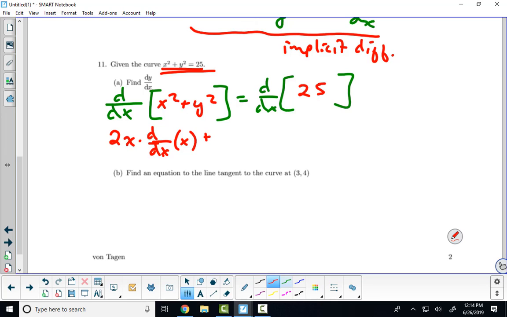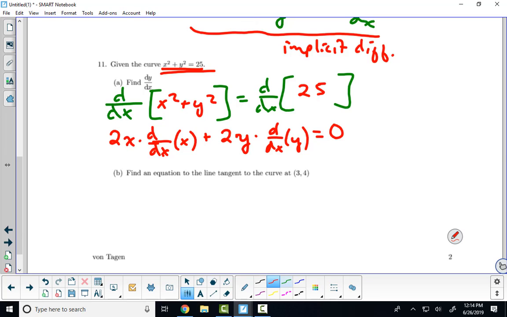Plus, what's the derivative of y squared? By the chain rule, it would be 2 times y times the derivative of the expression that's inside there. Maybe this time through I'll try and do this similarly, so let me write d/dx of the stuff that was inside the squared function. Of course, what's the derivative of the expression on the right-hand side? 0, because we're taking the derivative of a constant.